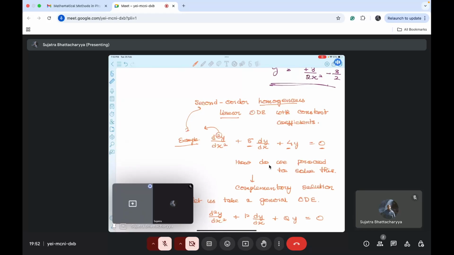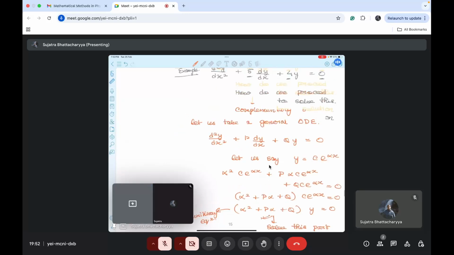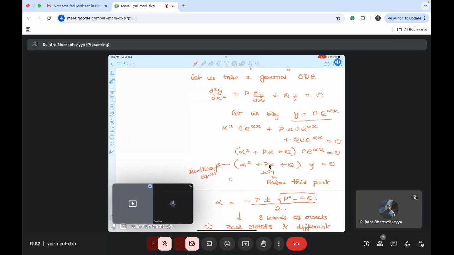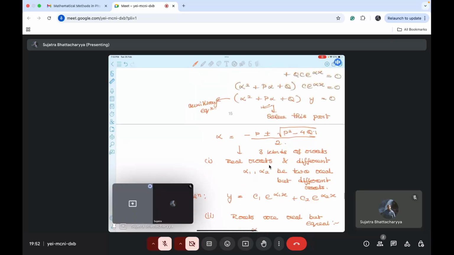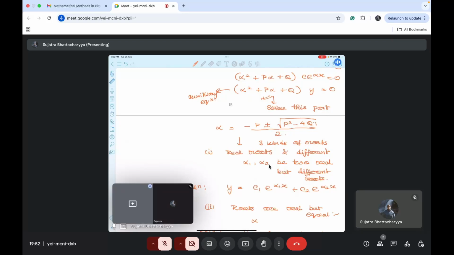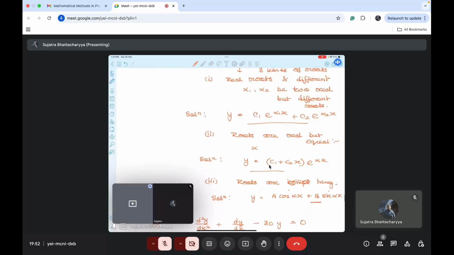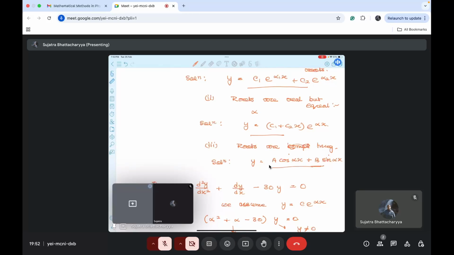Finally, the second order homogeneous linear ODE with constant coefficient, which we have to remember. And we have seen that for this homogeneous equation, we need to have the complementary solution. How to do that? Just by assuming y is equal to c e to the power alpha x. We need the non-trivial solution and we go on solving. And while solving the auxiliary equation like this, we have three kinds of possible roots. One is that you have real roots, but they are different. Then in that case, the solution becomes this. If roots are real but equal, the solution becomes this. And if the roots are imaginary, you can write it in terms of cos and sine.